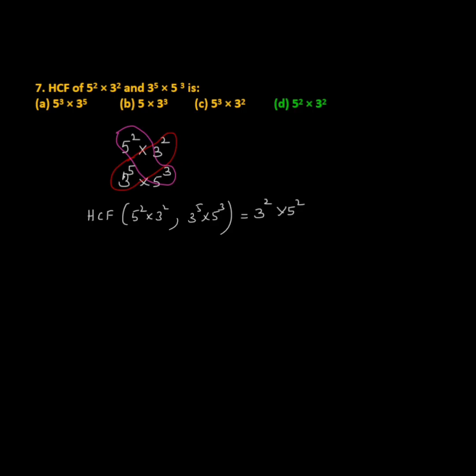5 squared into 3 squared or 3 squared into 5 squared, both are the same answers. So we don't need to check the order in multiplication. Addition and multiplication both are commutative. If we change the order also, we will get the same answer.